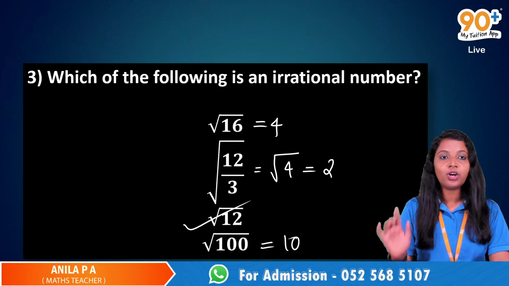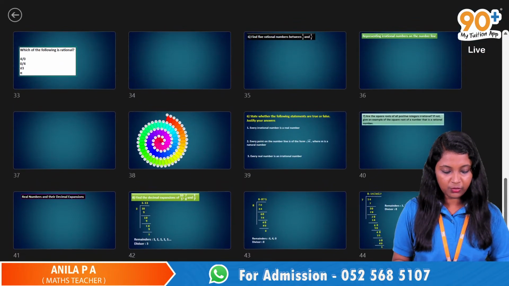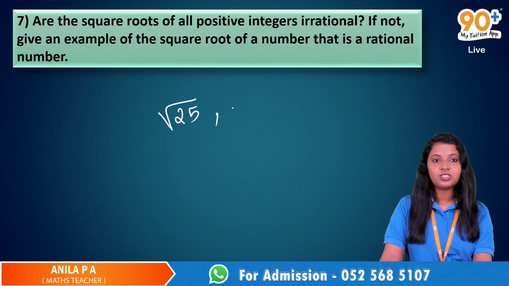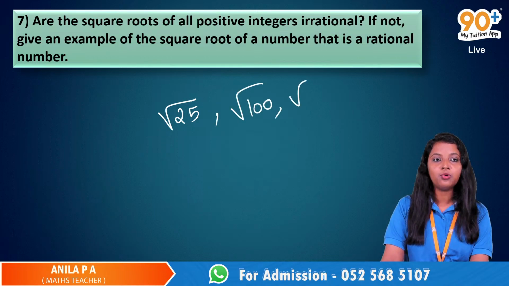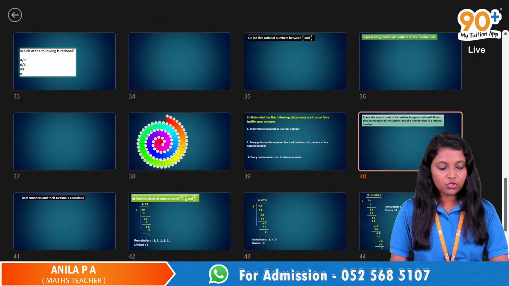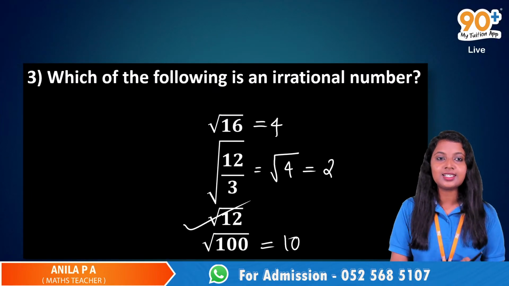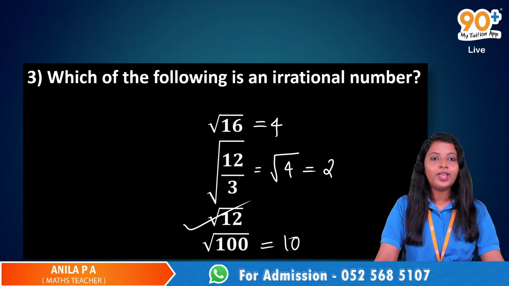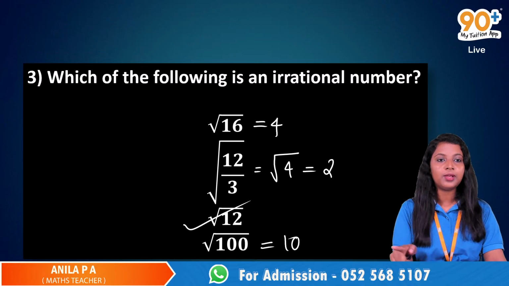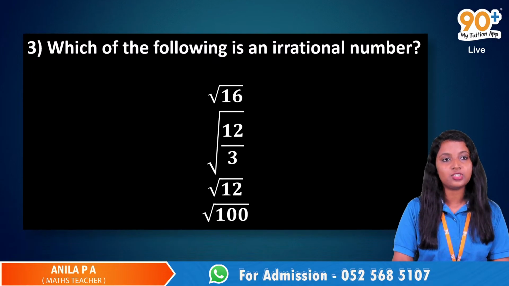While discussing these true or false statements, we discussed every number. After that, we solved one question. Are the square roots of all positive integers irrational? No. And we just saw some examples: root 25, root 100, root 4, root 16. All these were the examples that we have discussed here. Is it clear? Root 12 is the only irrational number present here. Root 16 is equal to 4. Root 12 by 3 is root 4, that is 2. Then root 100 is 10. So root 12 is the only irrational number.